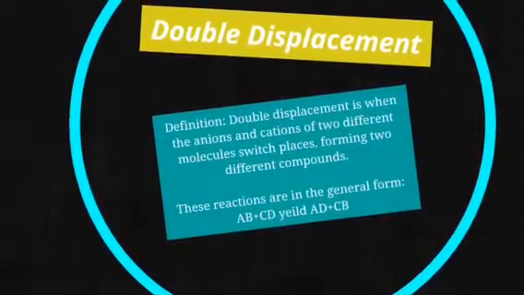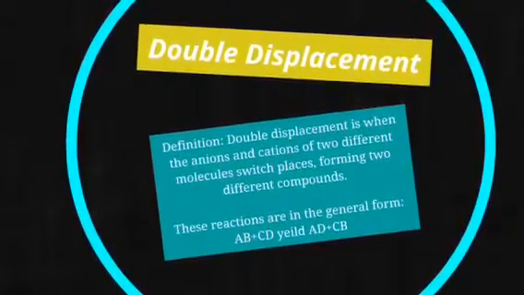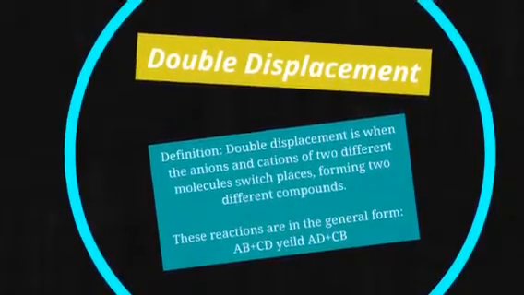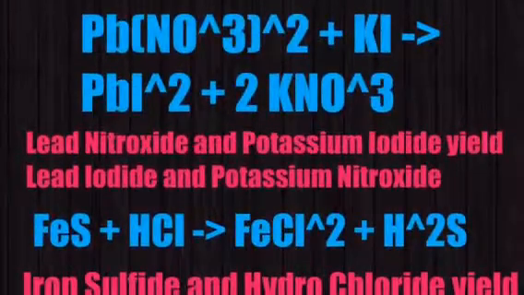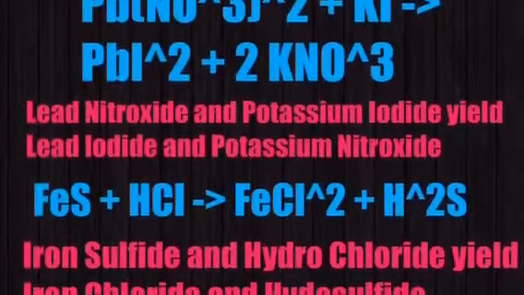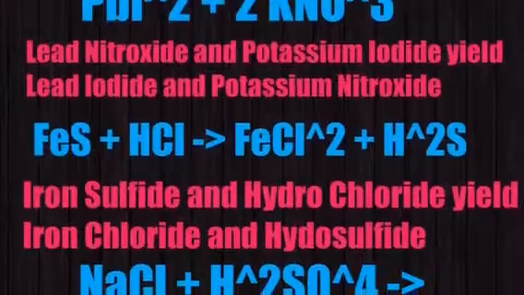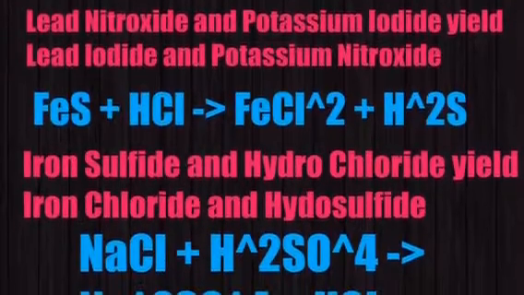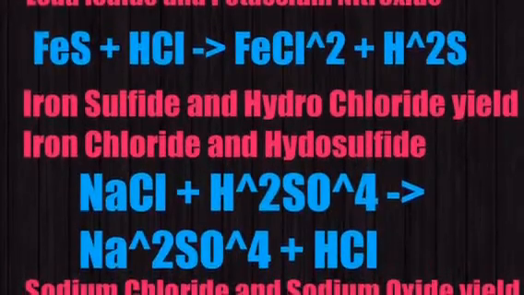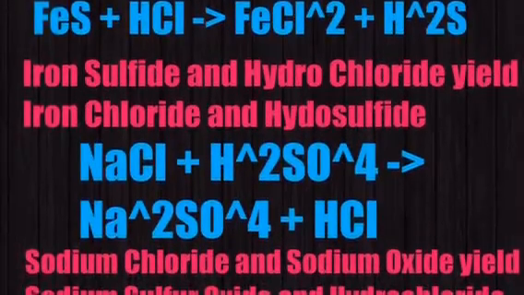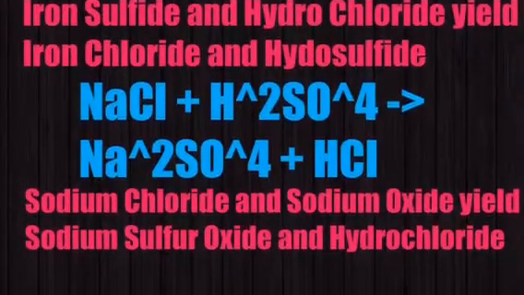Double displacement. Double displacement is when the anions and cations of two different molecules switch places, forming two different compounds. Lead nitroxide and potassium iodide yield lead iodide and potassium nitroxide. Iron sulfide and hydrochloride yield iron chloride and hydrosulfide. Sodium chloride and sodium oxide yield sodium sulfur oxide and hydrochloride.